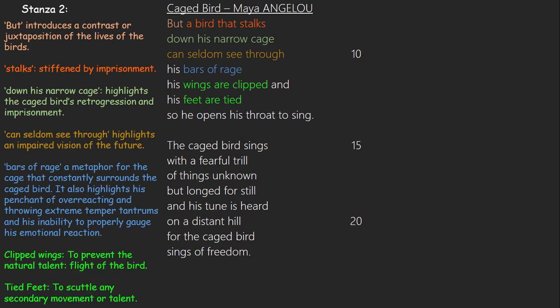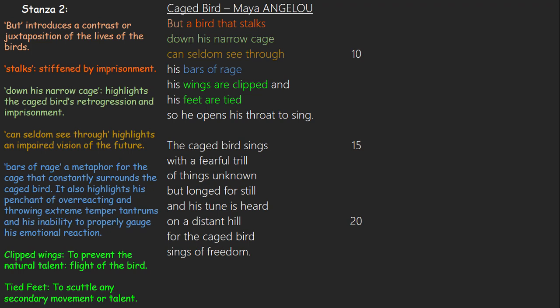And she continues that his wings are clipped and his feet are tied. Clipped wings reveals that there is a deliberate attempt to prevent the caged bird from carrying on its natural talent, and so it cannot fly, which is the primary way that birds move about. And then we also see that his feet are tied. Now the tying of the feet reveals that they want to also scuttle any secondary movement or talent of the bird, and this is really important.